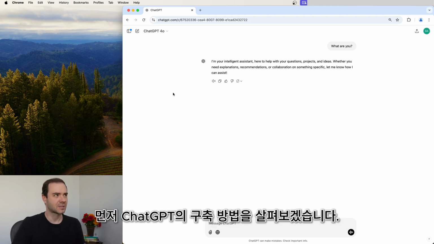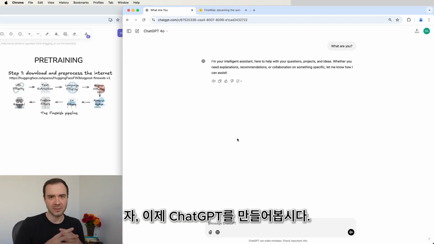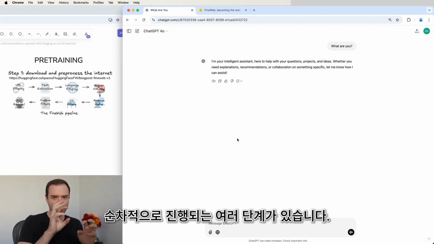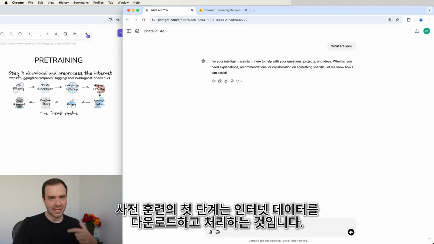So let's take a look at first how you build something like ChatGPT, and along the way I'm going to talk about some of the cognitive psychological implications of these tools. Okay, so let's build ChatGPT. There's going to be multiple stages arranged sequentially. The first stage is called the pre-training stage. And the first step of the pre-training stage is to download and process the internet.